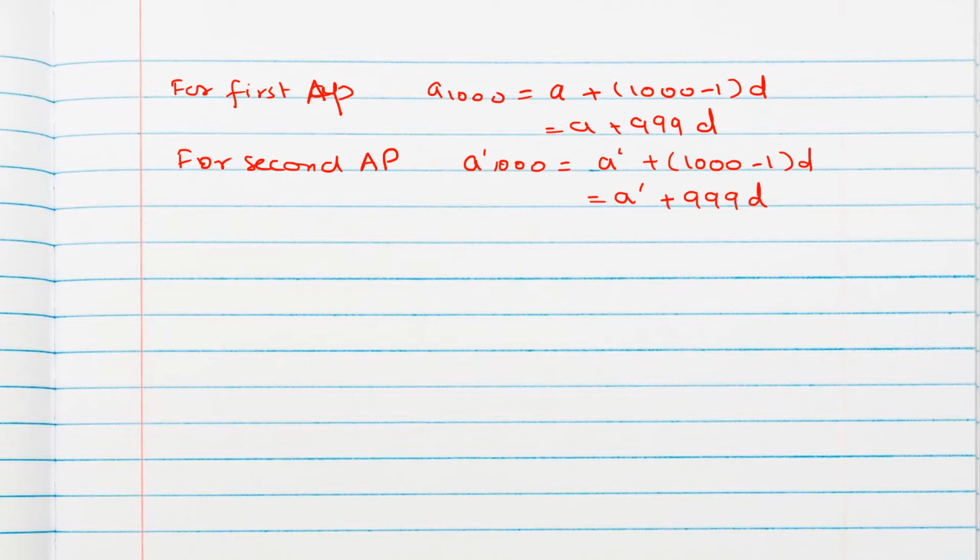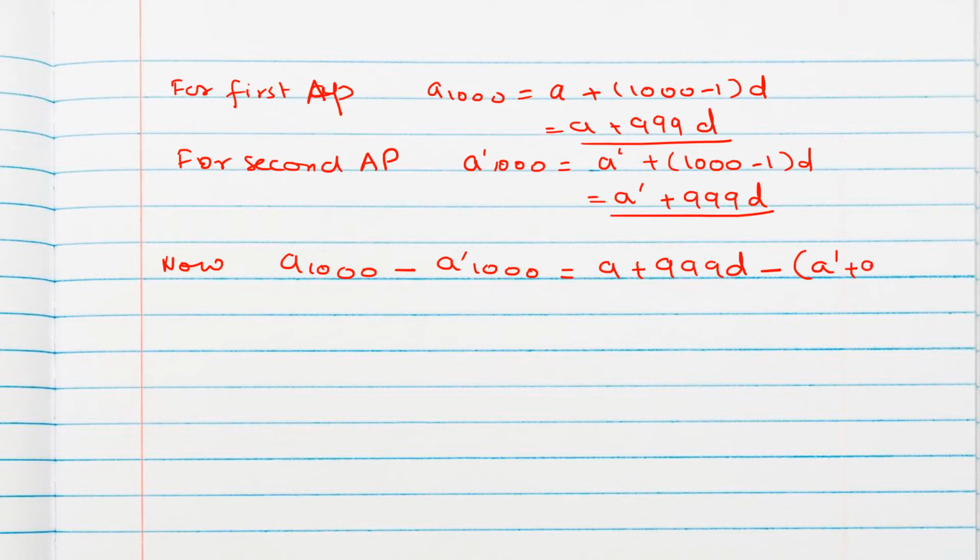So we should find the difference. Now we can consider the difference, A1000 minus A dash 1000. This expression and this expression we can subtract here. If you observe, the 999 D plus and minus will go. That means we are left with only the A minus A dash expression, which is 100. So the difference between the 1000th terms is also 100.